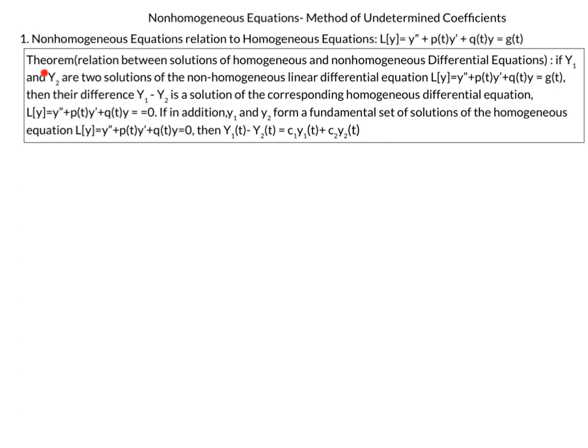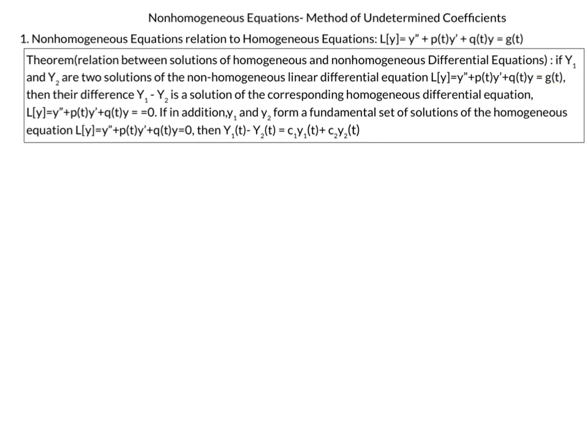So if y1 and y2 are solutions of the non-homogeneous linear differential equation, which is this form here, y double prime plus p of t y prime plus q of t y, you can see that it's second order and linear. You can also see that because of the p of t and q of t, we do not necessarily have to have constant coefficients, and it's non-homogeneous because of the g of t.